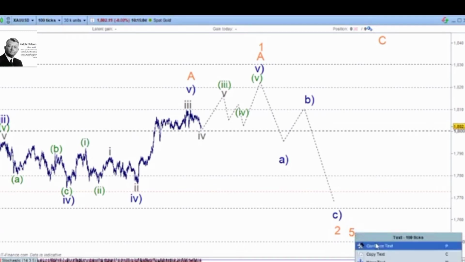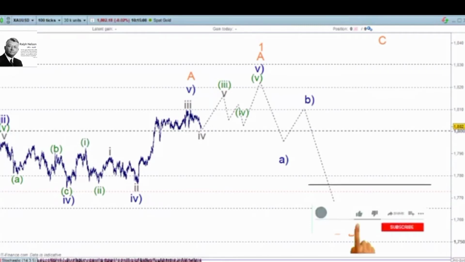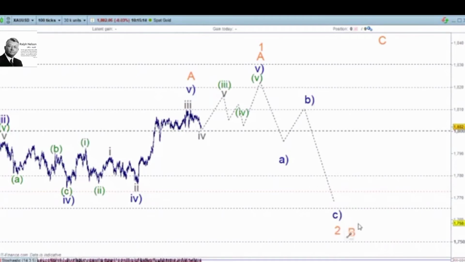Not having much luck changing that. Let's go over here and change it in an old-fashioned way. There we go.